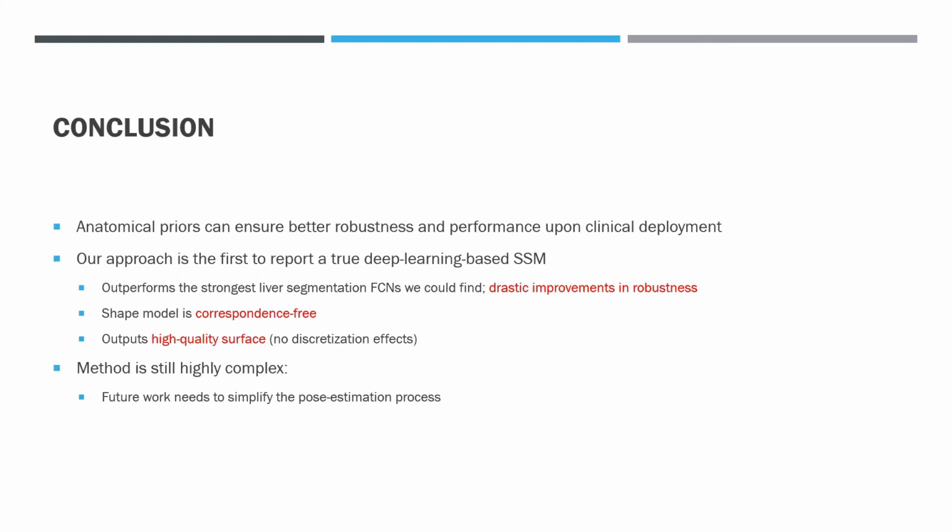Our shape model is correspondence free, so it avoids some of the challenges with classic point distribution models, and it directly outputs a high quality surface. The work is not 100% finished. I think the method is still highly complex, particularly with pose estimation. And I would really hope that future work could focus on making that process a little simpler and more plug and play, because something close to as easy and simple as how FCNs can be used would be a huge boon. It'd be really, really nice.